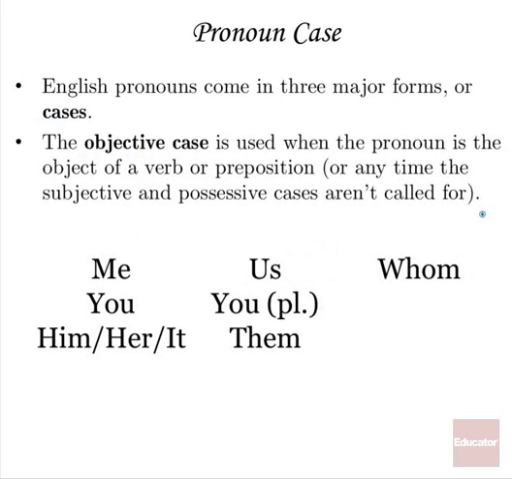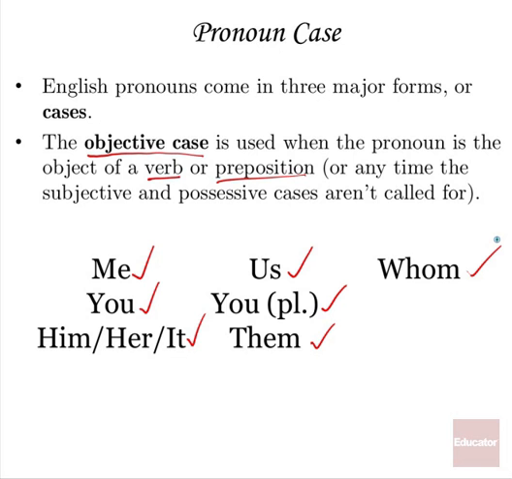All right. The objective case, which is our second case, is used when the pronoun is the object of a verb or a preposition, or any time the subjective and possessive cases aren't called for. It's kind of our catch-all. So that would be me, you, him, her, it, us, you, them, or whom.